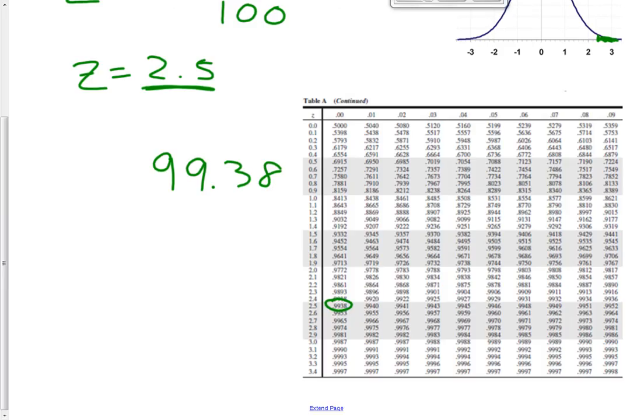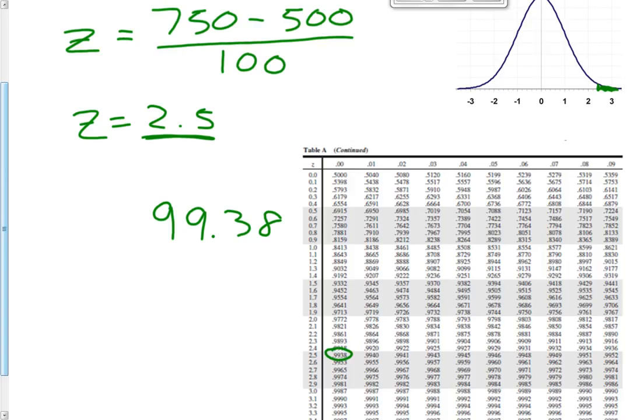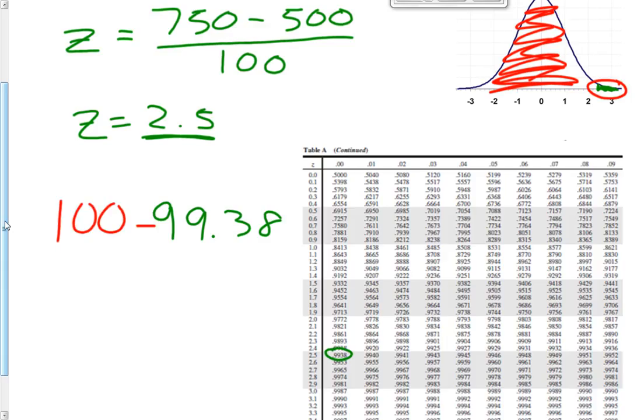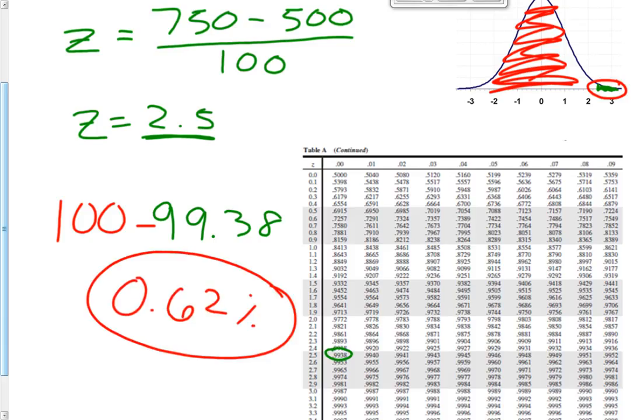99.38%. And again, class, a percentile is observations that lie below a given z-score. So 99.38 is all of this red. We don't want that. We just want this little bit of green. So it's 100% minus 99.38. That's the percent of people that score higher than a 750 or higher than a 2.5. So if you subtract the two, you get 0.62%. Not very many people at all.